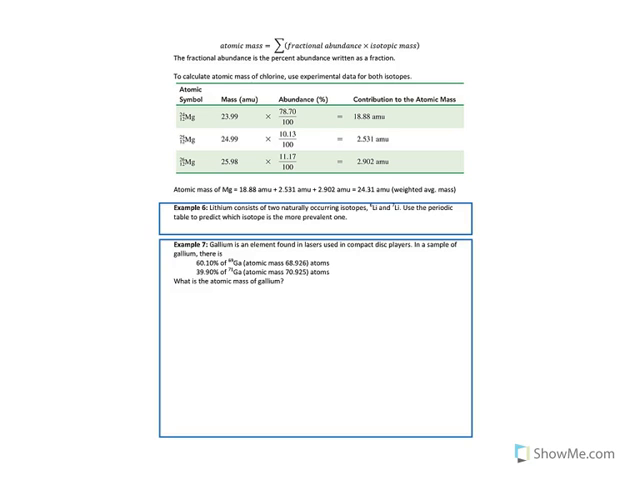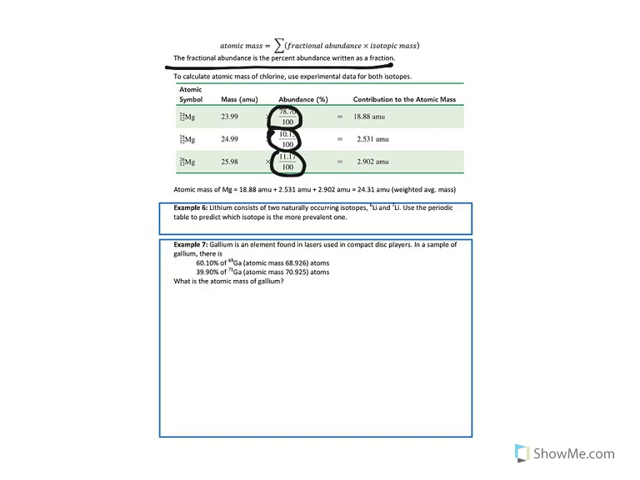Again, for the average atomic mass, we're going to take the percent abundance, write it as a fraction, and multiply by the isotopic mass. What does percent abundance as a fraction look like? Remember that percents are all out of 100. So to write the percent abundance as a fractional abundance, we simply take the percent abundance and divide by 100.